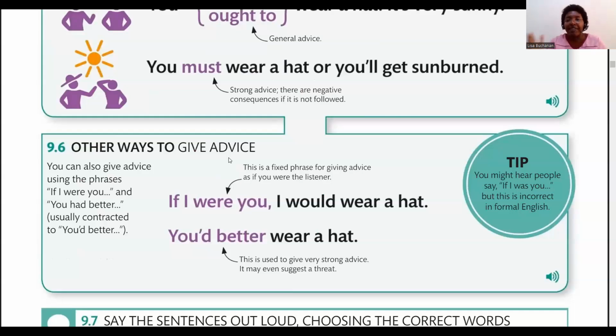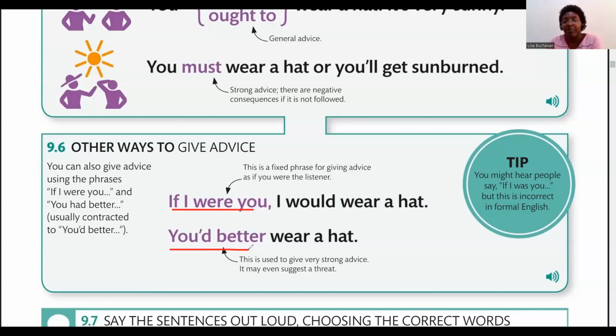Now, we have fixed phrases in English. We can start a sentence with a fixed phrase for giving advice. For example, we can say, if I were you, or you'd better. Those are ways to start a sentence. As soon as you hear somebody say, if I were you, you know advice is coming. You know a suggestion or a recommendation is coming. Or you'd better, which is a little bit stronger.